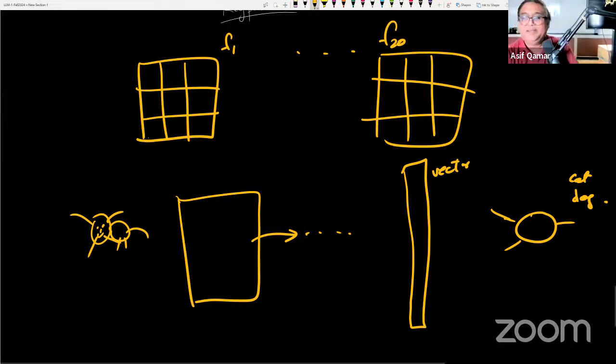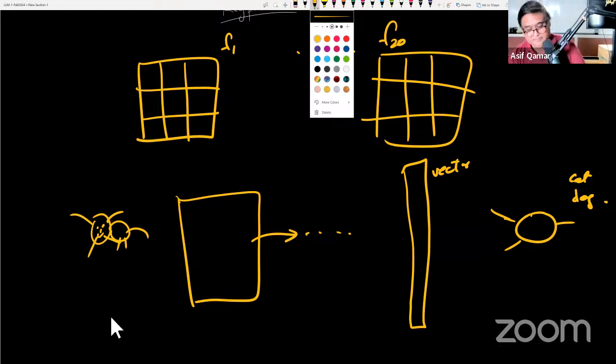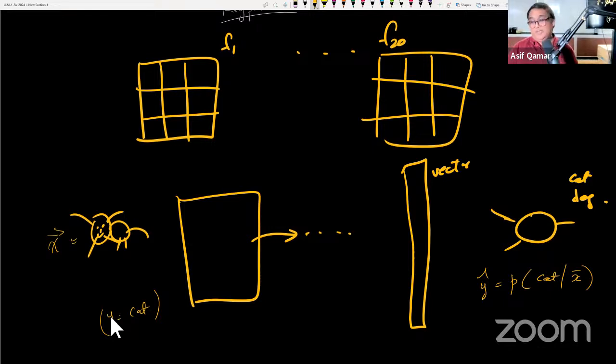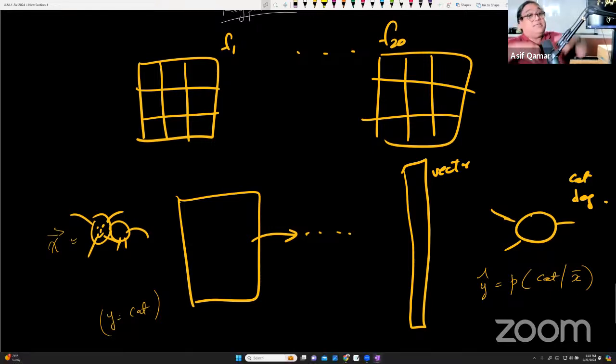So let us say that you did give it a cat. Suppose Y was cat. The answer was cat. And X is, of course, the cat image. The answer is cat. And here, the only thing you care about is what is the Y hat, the probability of a cat given X. This is your Y hat. So suppose, now tell me one thing. If the probability is high, is the machine doing well, right? Of a cat is doing well. But if the probability is low, the machine is not doing well.